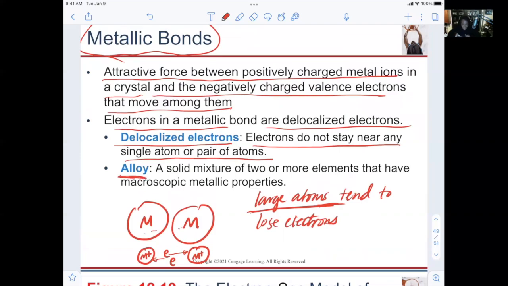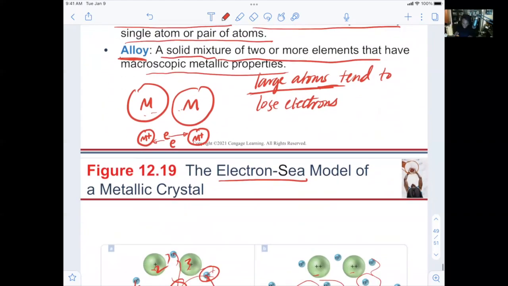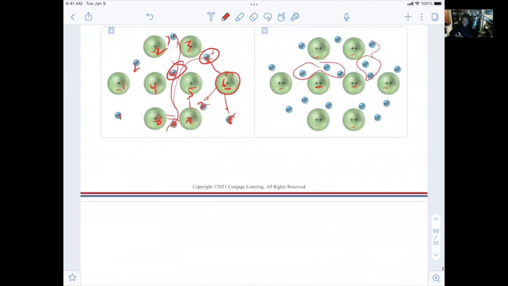Okay, so while we're here, we're talking about alloys. What's an alloy? An alloy is not really a compound though. An alloy is a mixture. It's a solid mixture of 2 or more elements that have macroscopic metallic properties. So once you have the metals, you do have alloys, but an alloy is not a compound, y'all. It's just a mixture, okay? But anyway, I thought I should end here.